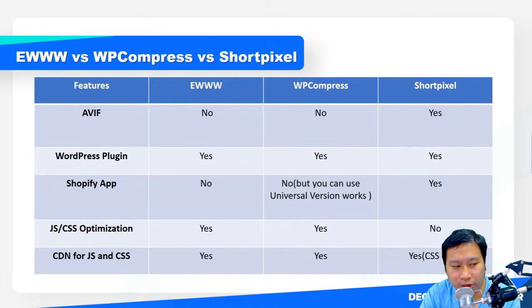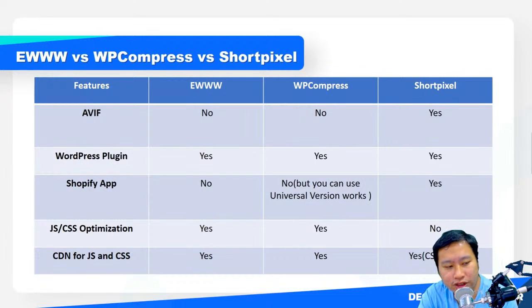The next one would be JS, right? JavaScript and CSS optimization. So U and WP Compress do optimize your JavaScript and CSS for you. However, ShortPixel is really just focused on images itself.